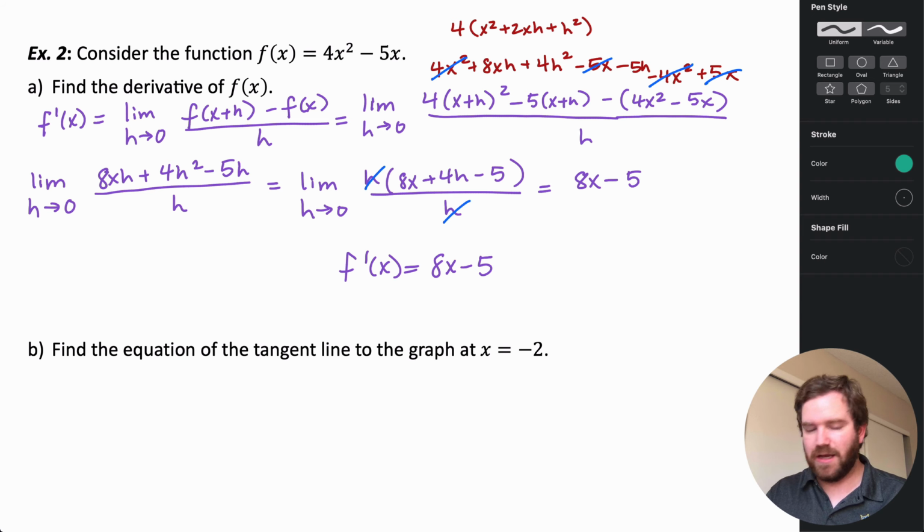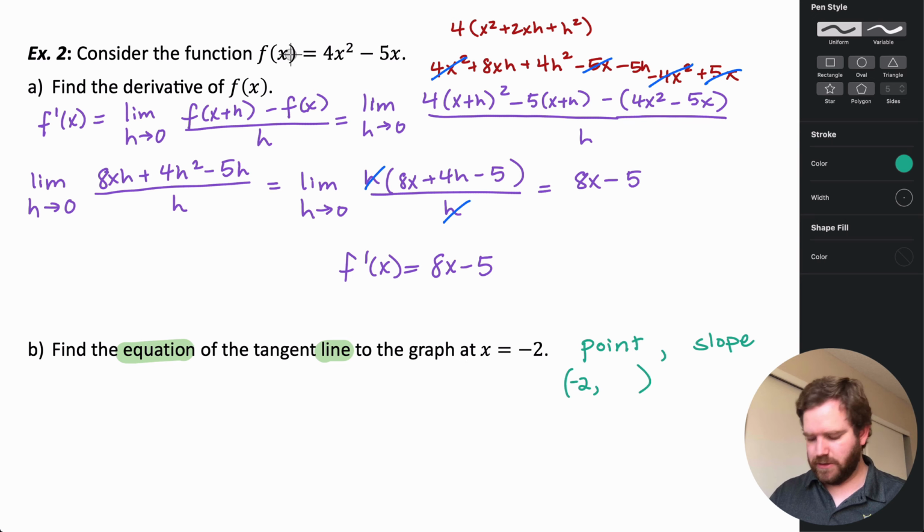Because if I'm trying to find the equation, anytime I see equation of a tangent line, anytime I need an equation of a line, that automatically tells me I need a point and I need a slope. Now remember, the derivative is just the slope of our tangent line. So I can find the slope by evaluating f prime at negative 2. And negative 2 is already half of our point. So I can find the y-coordinate by just plugging x back into my original function.